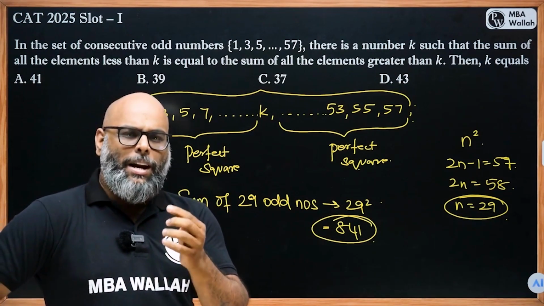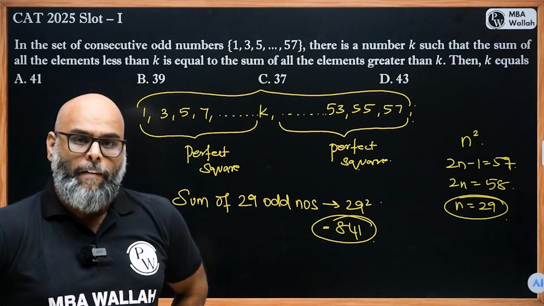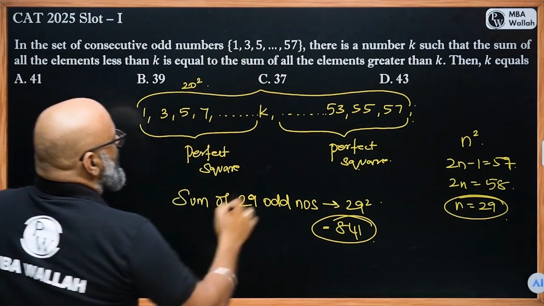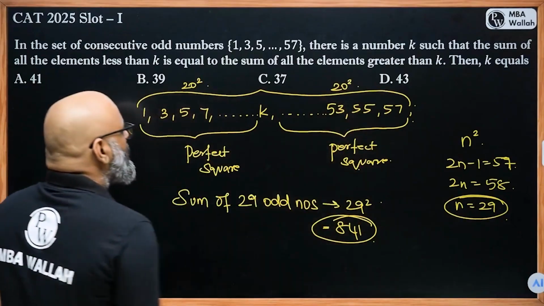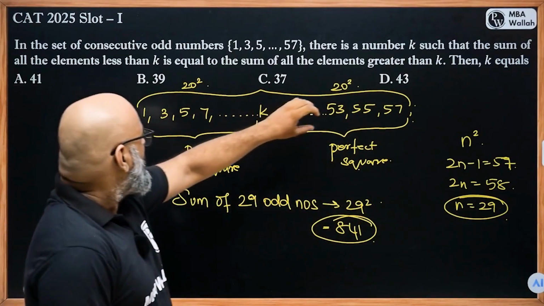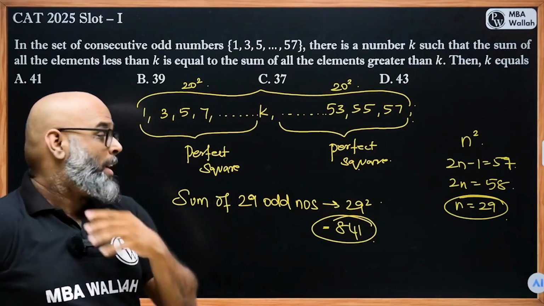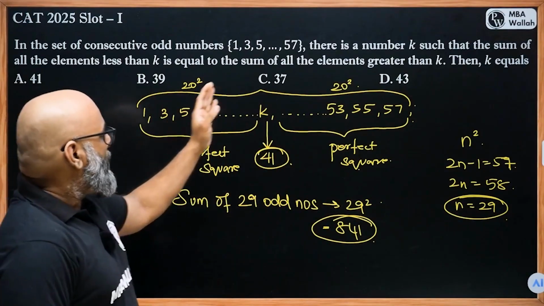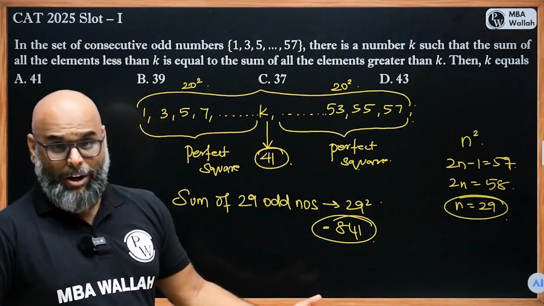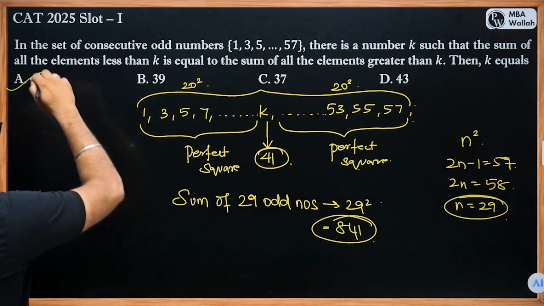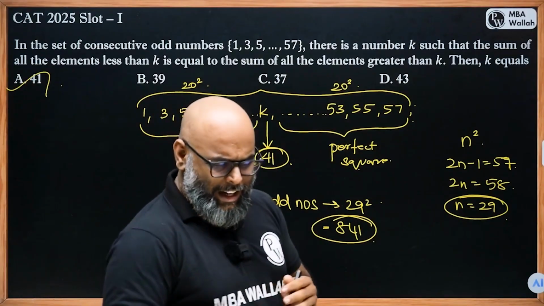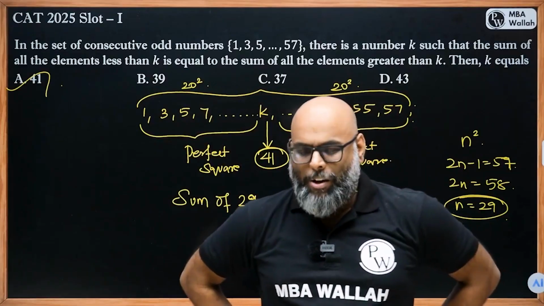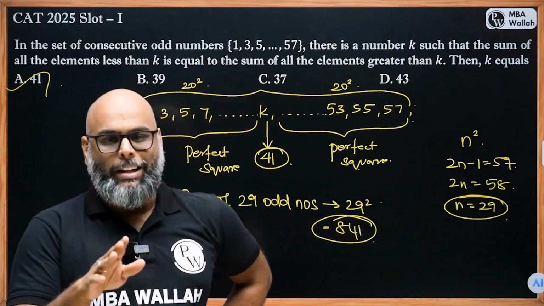So the square immediately lesser than 420 will be 400. 400 is 20 square. So if this is 20 square, this should also be 20 square. So this is 400, this is 400. 400 plus 400 is 800. So k has to be 41. 400 plus 400 plus 41 is 841, works for us. So k equals 41, and that's our answer. Nice. The intuition part, the comfort with numbers will plug in here, and you'll be able to solve it, provided you quickly look at it and then get it through.